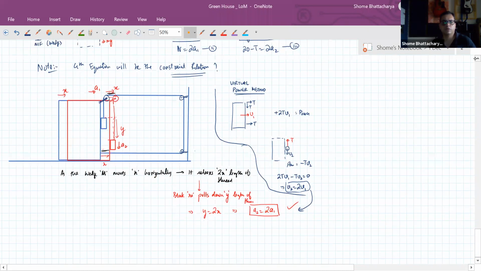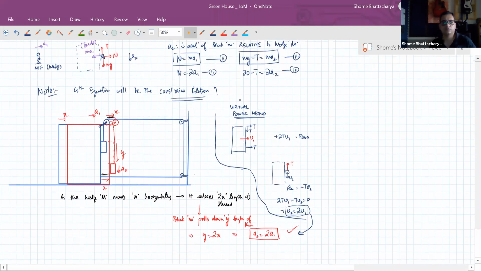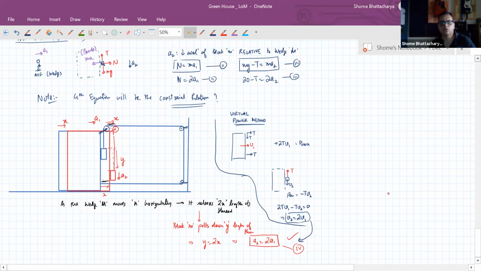Okay, so this is very important here, the constraint relation. And now we have to just solve these equations. So the constraint relation becomes our fourth equation. I'll just list out the equations on the side so that we can solve them now.